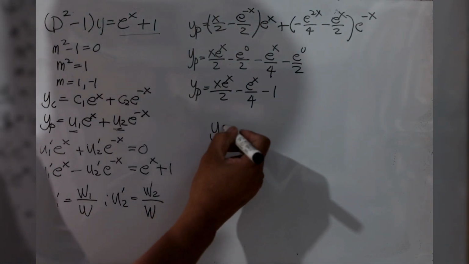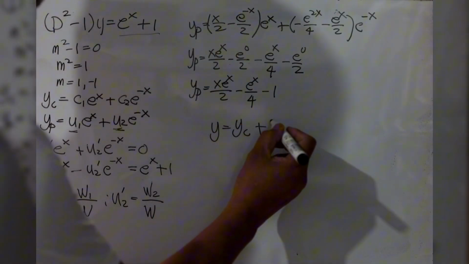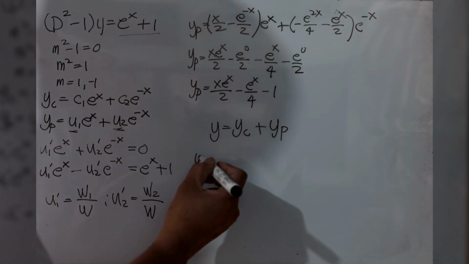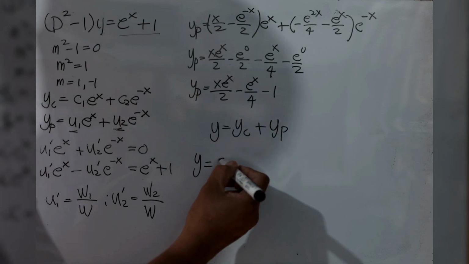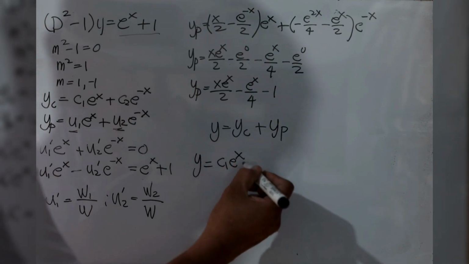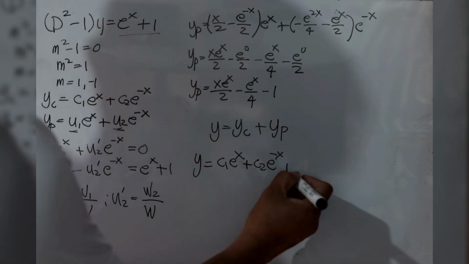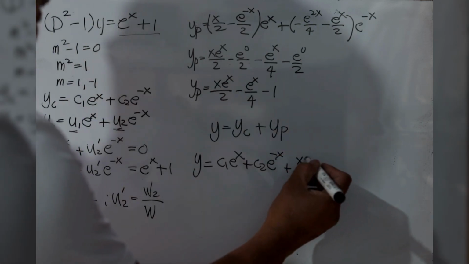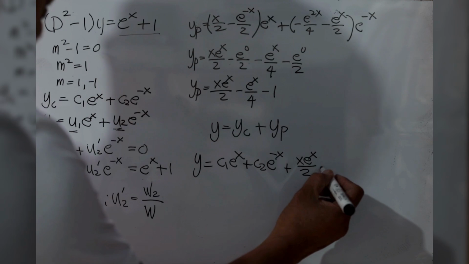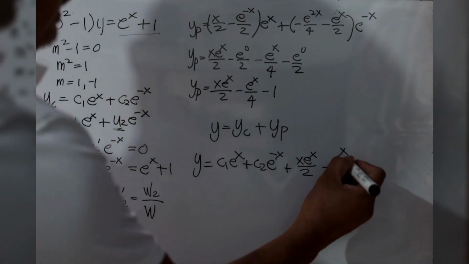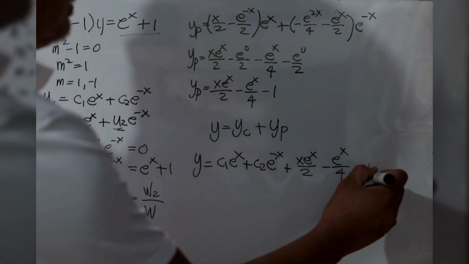And our final answer, y is y sub c plus y sub p. So y is c sub 1 e to the x plus c sub 2 e to the negative x plus this x e to the x over 2 minus e to the x over 4 minus 1.